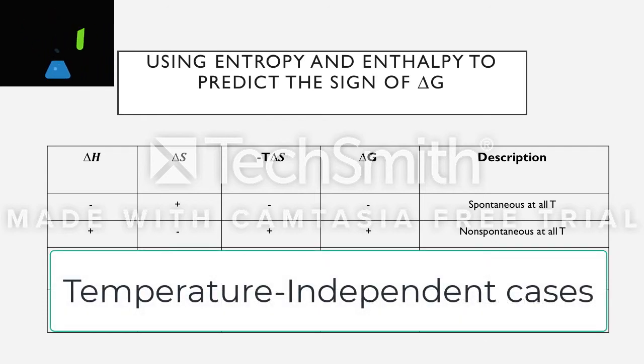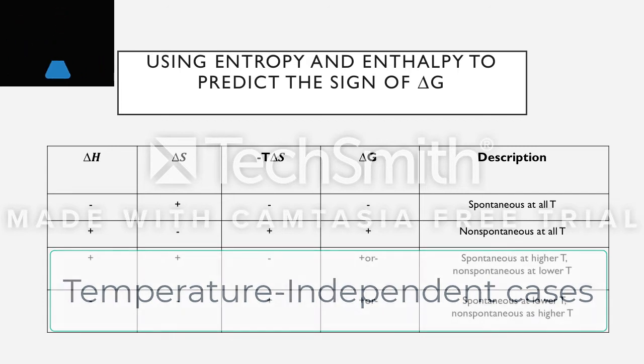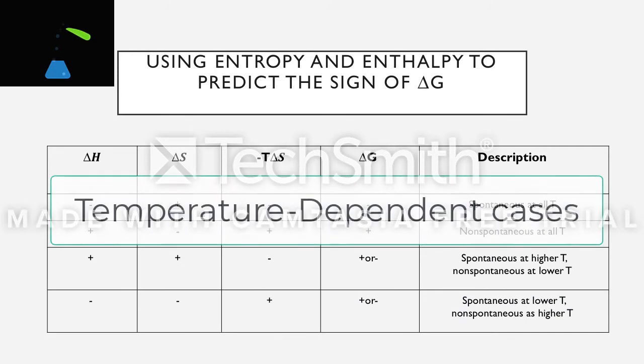Those first two descriptions are considered temperature-independent cases. That means that when delta H and delta S have opposite signs, the reactions occur spontaneously or non-spontaneously at all temperatures. The next two rows are reactions that are temperature-dependent cases, which means when delta H and delta S have the same sign, the relative magnitude of negative T delta S and delta H determines the sign of delta G. In these cases, the direction of the change in temperature is important.